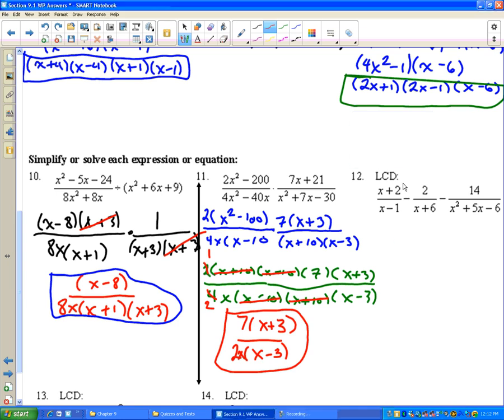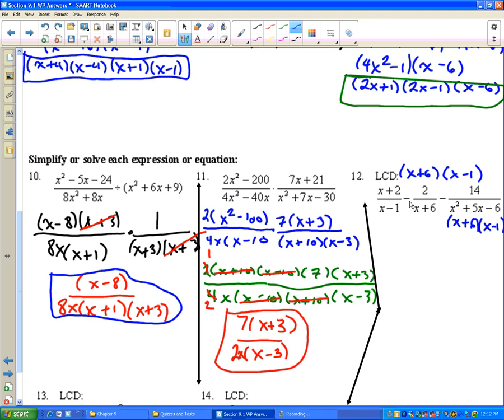Number 12, my LCD. What I want to do is factor out x squared plus 5x minus 6. These are fractions that are being added or subtracted. Since they're fractions that are being added or subtracted, I want to go ahead and keep having a denominator. Having the denominator is important if that's all I have. What multiplies to be negative 6 and adds to be 5? Well, that's x plus 6 times x minus 1. So that means my LCD is going to be x plus 6 times x minus 1.